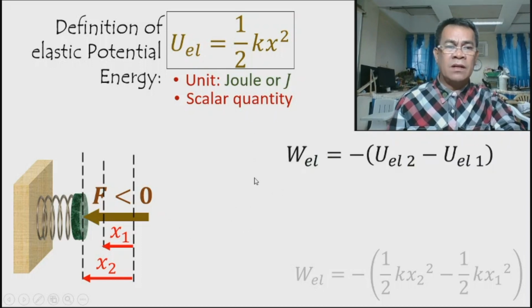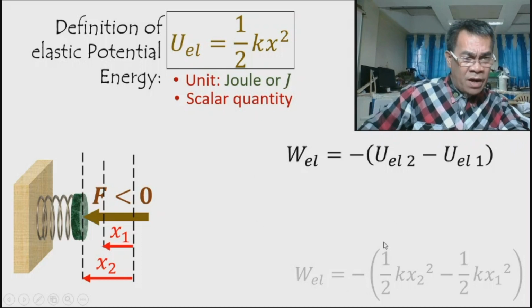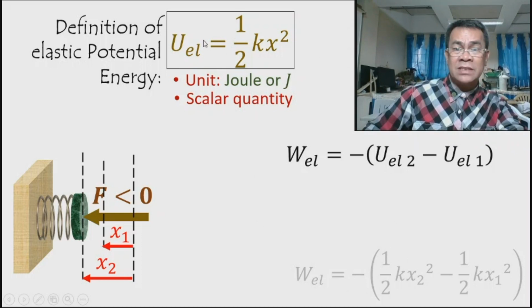Remember. So going back to this result, this would be replaced by U_EL, which means the elastic potential energy. The 2 means the final, so this is the final elastic potential energy, minus U_EL1, the initial elastic potential energy.